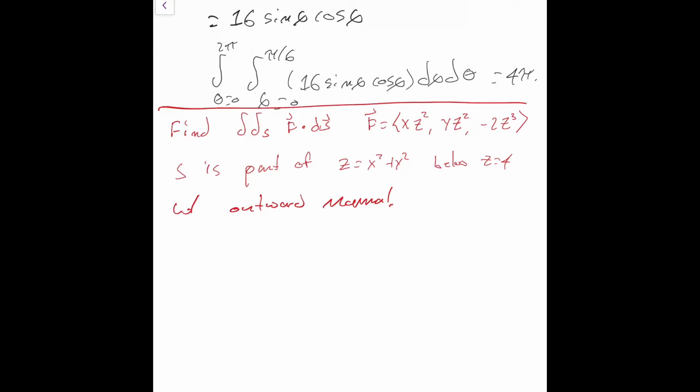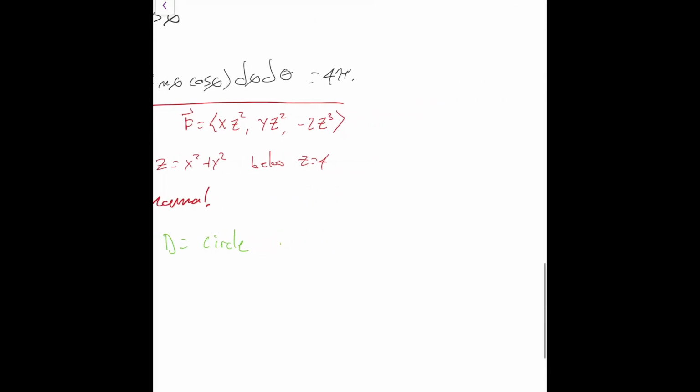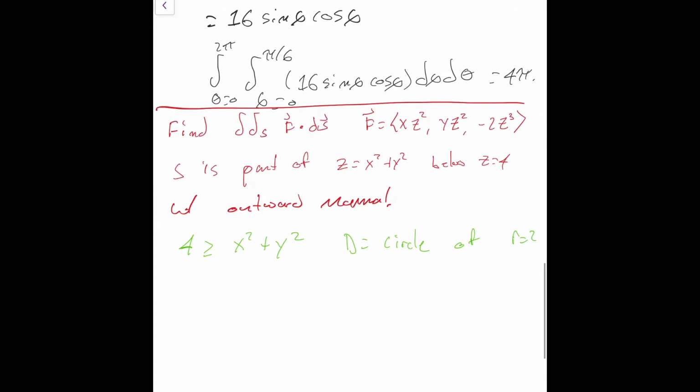So the parameterization, I can either do the Cartesian coordinate, but notice I want the part of this that is below the plane z equals 4. So in other words, I want z to be less than or equal to 4, so I want 4 greater than or equal to x squared plus y squared. Okay, so this tells me that x and y lie in the circle of radius 2 centered at the origin. So D is a circle of radius 2 at the origin. So it makes sense to take the polar coordinate parameterization.